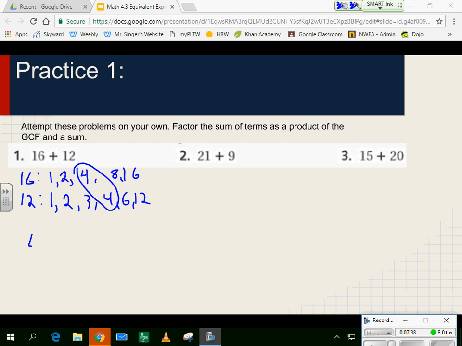So first pull the greatest common factor out. Put that on the outside. And now, how many times does 4 go into 16? Basically, what's left over when 4 goes into 16? 4 goes into 16 4 times. And 4 goes into 12 3 times.